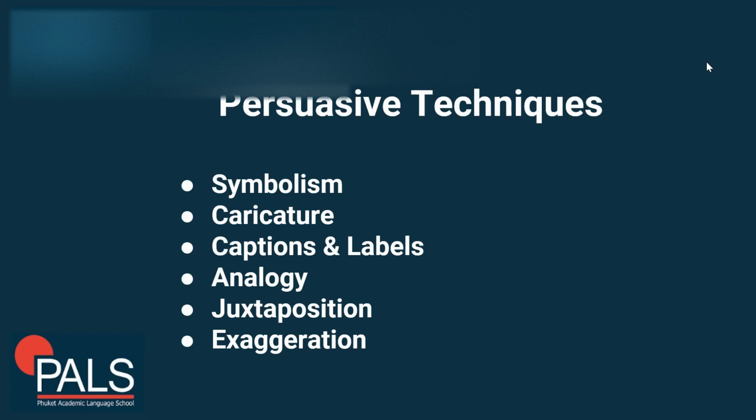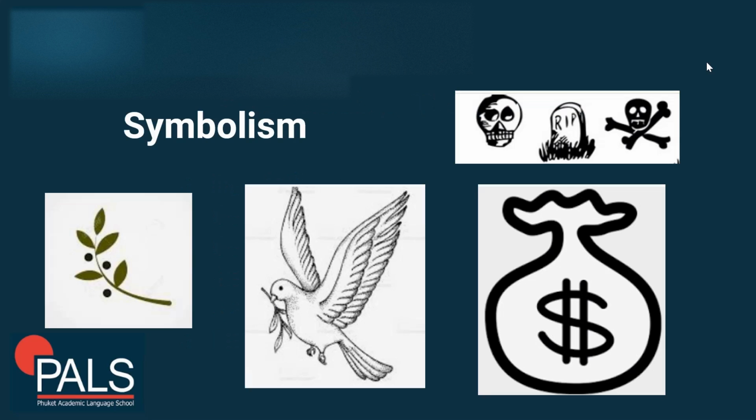The next one is caricature. We also have captions and labels where they write things on the cartoon. Analogy, where they compare two things. Juxtaposition, where you compare things side by side for a clear visual understanding. And exaggeration, making things seem more extreme to make a point. Let's begin with symbolism, using symbols to convey meaning.